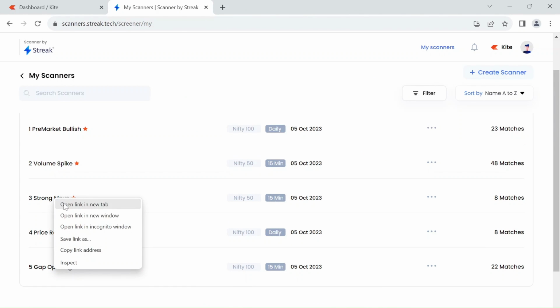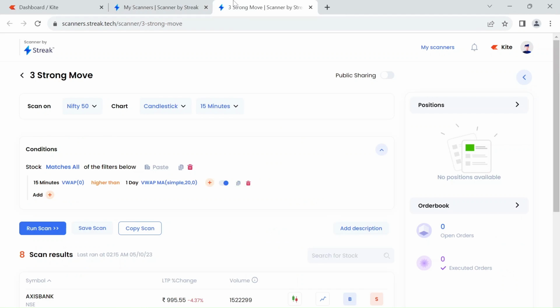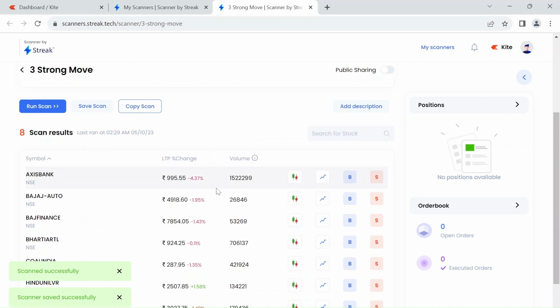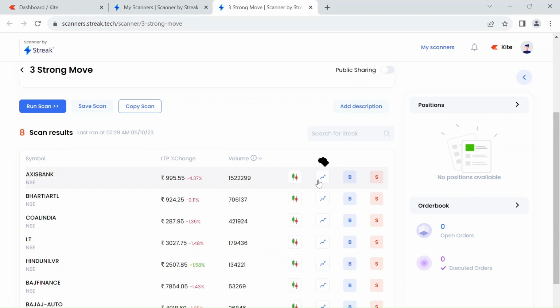And the third one is I'm checking for the stocks that made a very strong move in the first 15 minutes. How I'm checking that is the VWAP of 15 minutes is higher than the last 20 days average VWAP, so VWAP moving average of 20 period for day time frame. So that's what I'm checking here. If I run that, I got all these ones. Axis Bank tops the list.